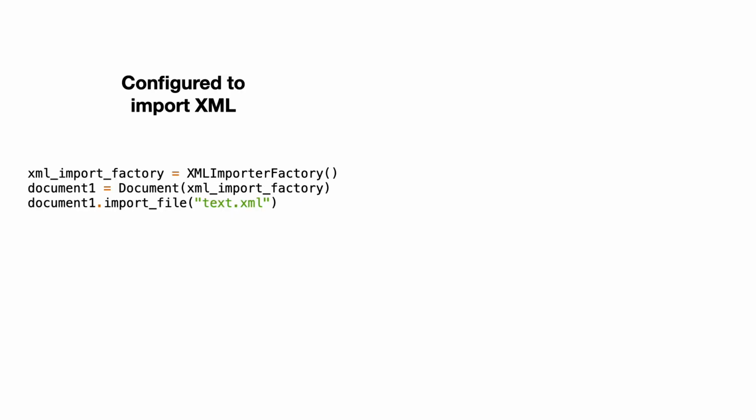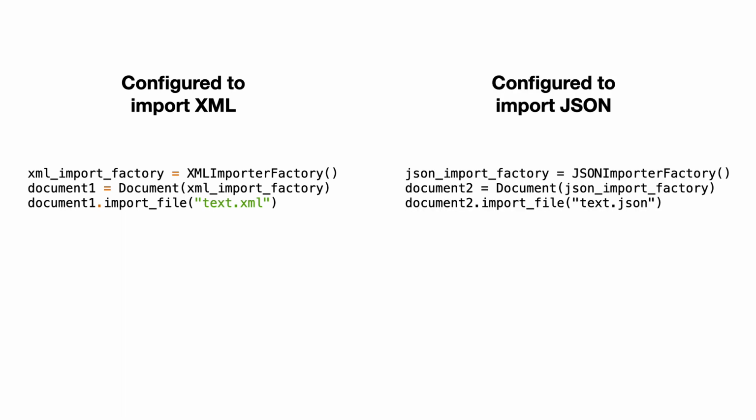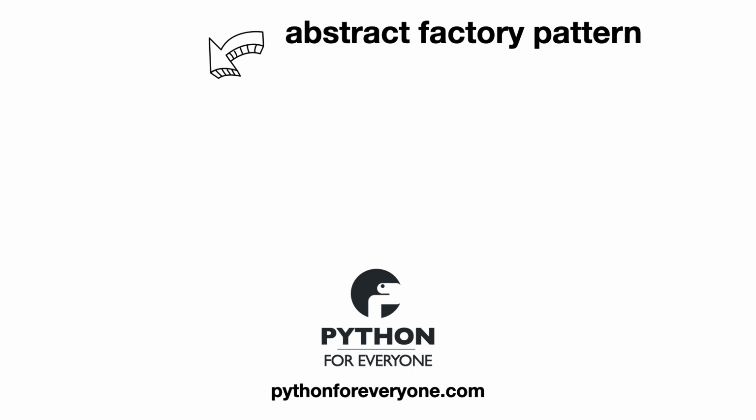Now remember when I said that the program was configured to import XML, and how you can also configure it to import JSON? We can even take this further and create configurations that combine importers and exporters with a single factory. So check out the next video to see how the abstract factory pattern takes the factory method pattern to the next level.